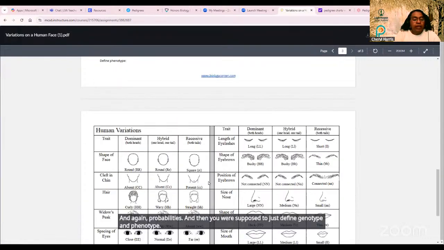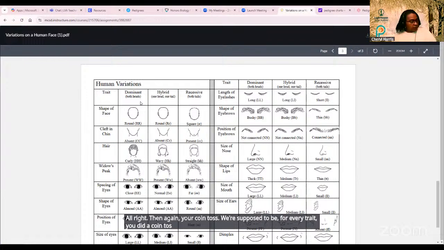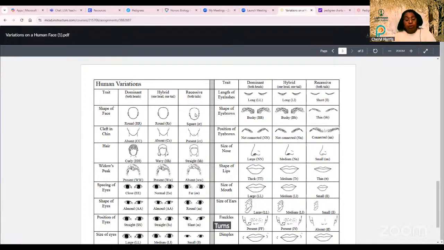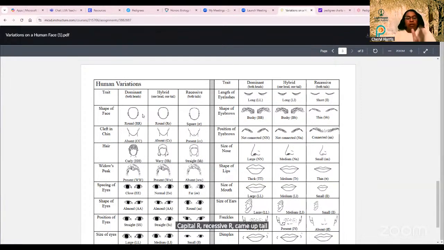All right. Then again, your coin toss. For every trait, you did a coin toss, heads and tails again, to pick whether it was a capital letter or a recessive letter. And depending on the two turns that you got, you would pick what the trait looked like. So if your coins came up heads twice, then it was two capital R's. If it was heads and tails, then it was a capital R, recessive R. If it came up tails twice, then it was recessive.